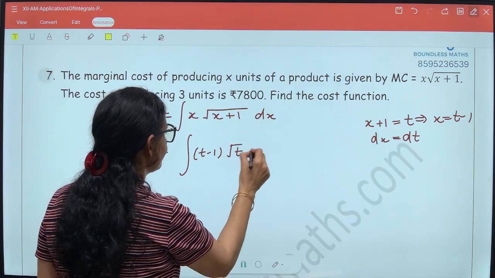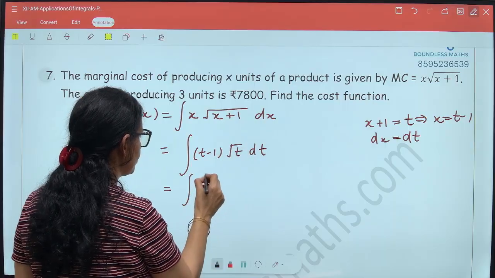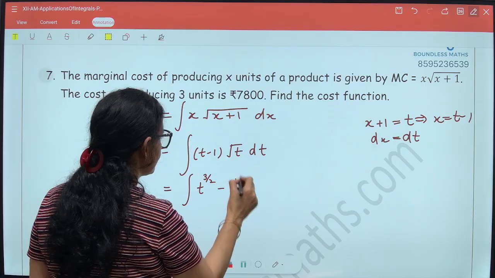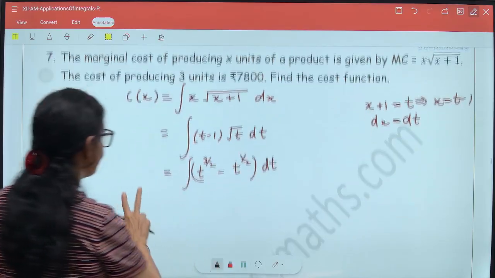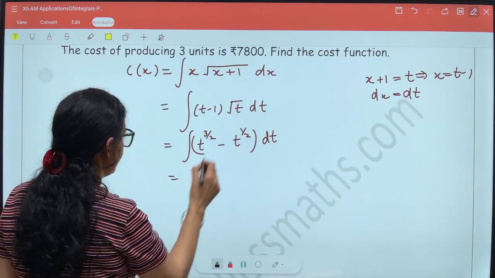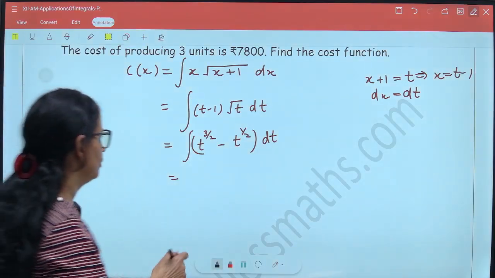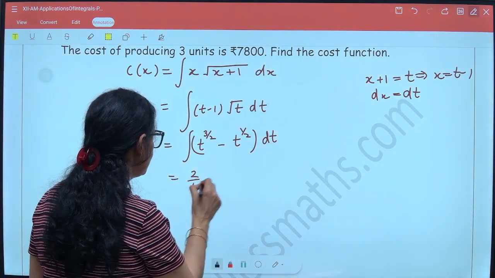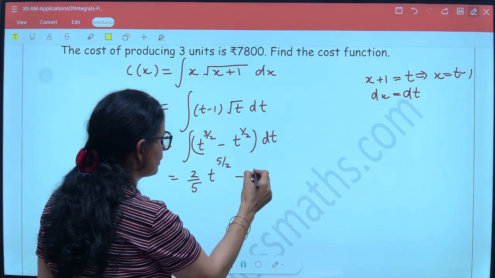of t and dt. Now let's open the bracket, it becomes t to the power 3 by 2 minus t to the power half and integral of this entire thing with respect to t. So we have, when we integrate t to the power 3 by 2 plus 1 is 5 by 2. So that means 2 by 5, t to the power 5 by 2 minus half plus 1 becomes 3 by 2.